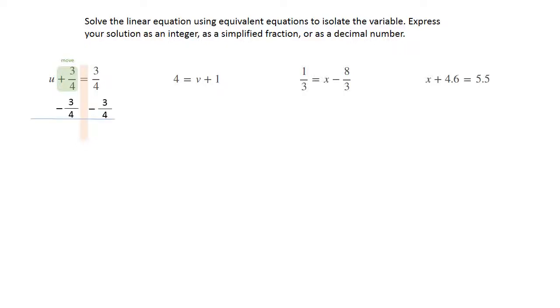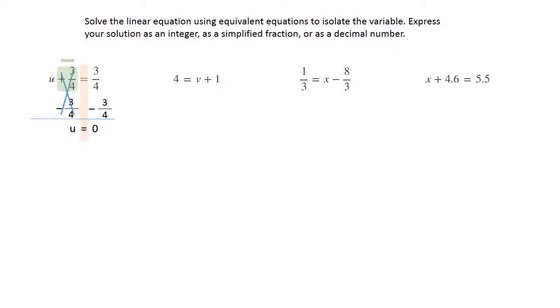In this case, I'm going to mark out the 3/4 that we decided to move, and the other two, the 3/4 minus the 3/4 on the right hand side, actually gives you 0 as an answer. So the first equation is going to end up u equals 0.